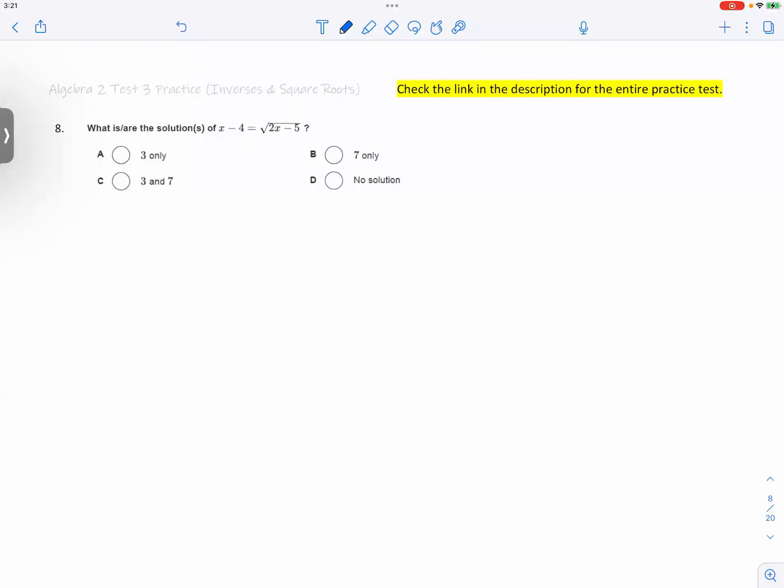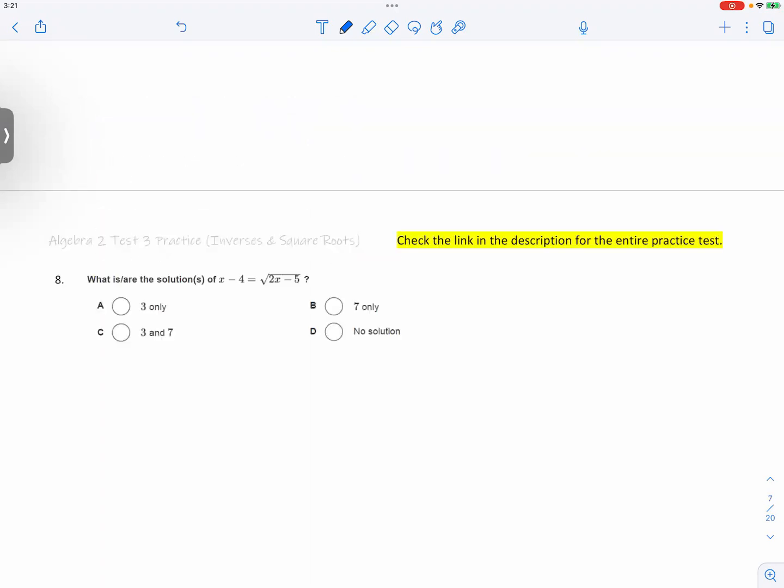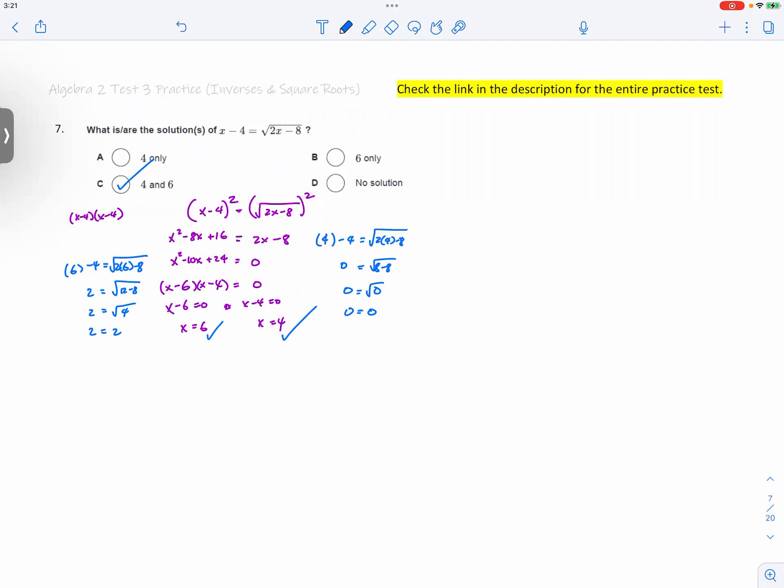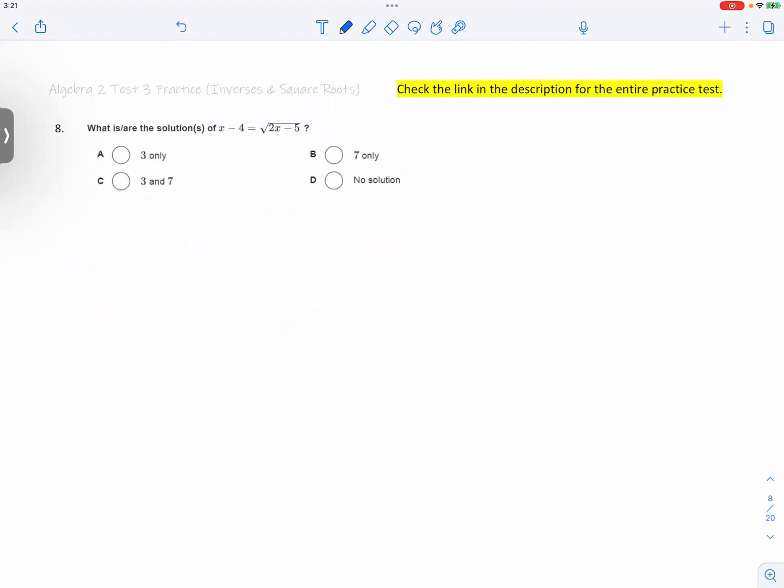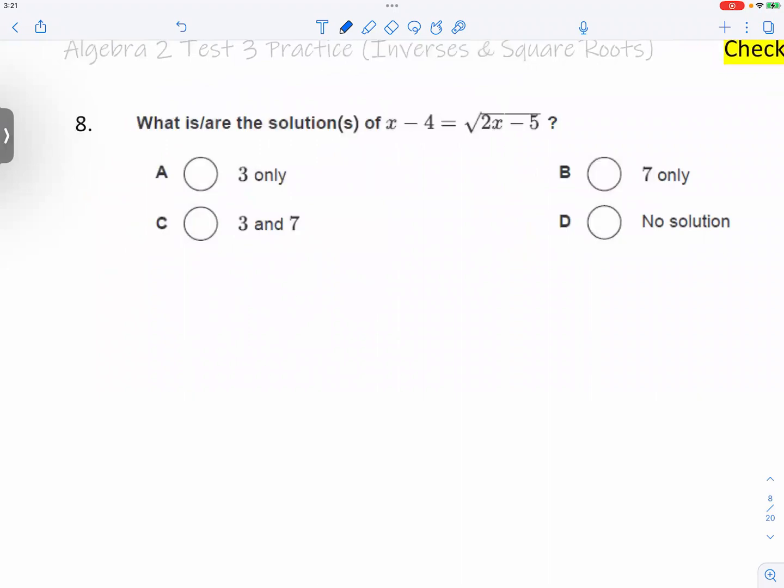All right, question number 8. Okay, question number 8 is very similar to question number 7. Right, it's almost identical, except that underneath the square root it is 2x minus 8 for number 7. For number 8, it's 2x minus 5. So it's just one extra thing to practice.